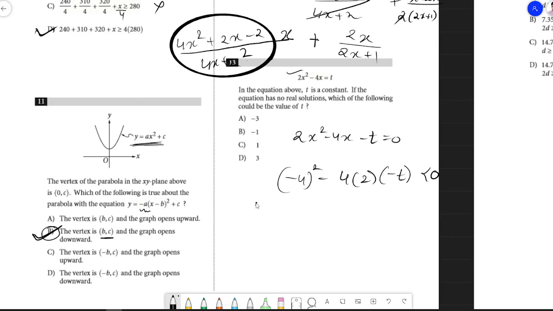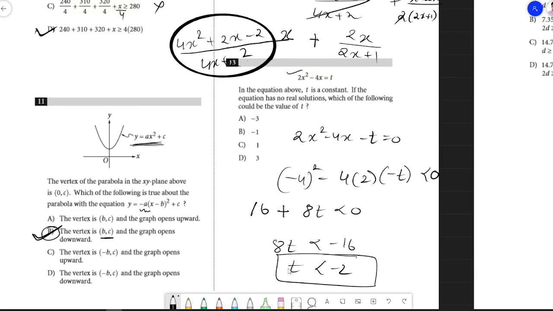Fine. So 16 plus 8t is less than 0. So I can write 8t is less than −16. So t is less than −2. So I will find the option whose value is less than −2, negative 2. There is only one option, that is A.